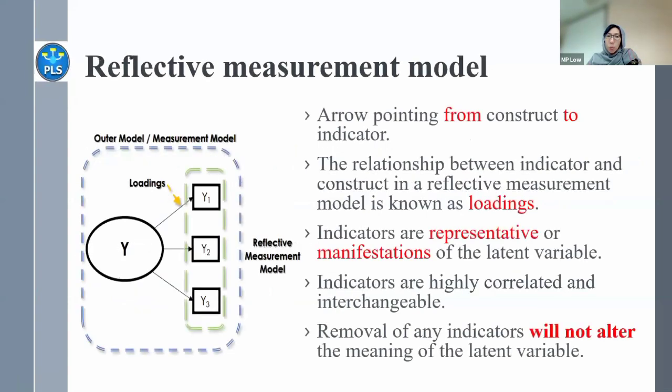Here again is the explanation of the reflective measurement model. A reflective measurement model means that this construct can be reflected by Y1, Y2, Y3. The arrow is pointing from construct to indicator. All this part we call loading. Because this construct is causing these indicators, they have a high correlation. So if you remove one, you can still continue to measure this construct. The indicators are representative manifestations of this latent variable, so they are highly correlated. If you remove Y1, Y2 and Y3 are still able to represent this construct. Removal of any indicator will not change the meaning of the latent variable. This is reflective measurement.